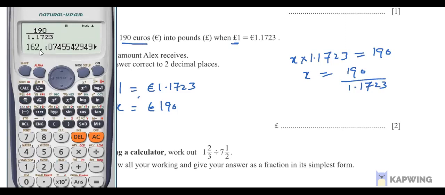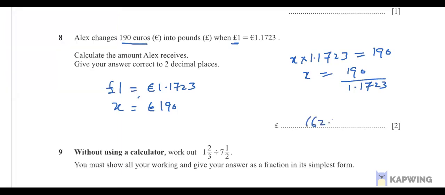So we'll receive 162.07 because we have to write the answer to two decimal places. So 162.07. That will be the answer to two decimal places.